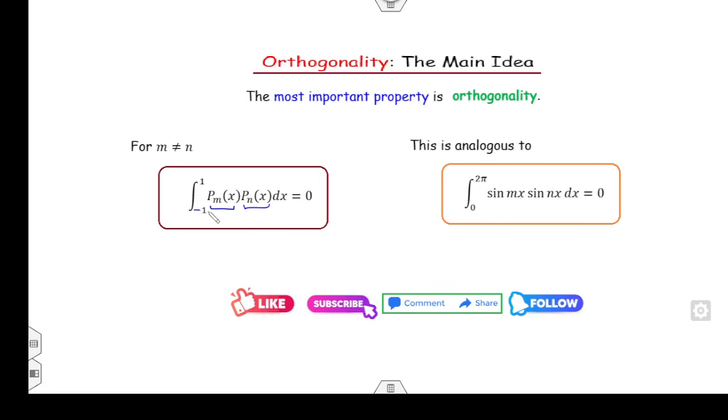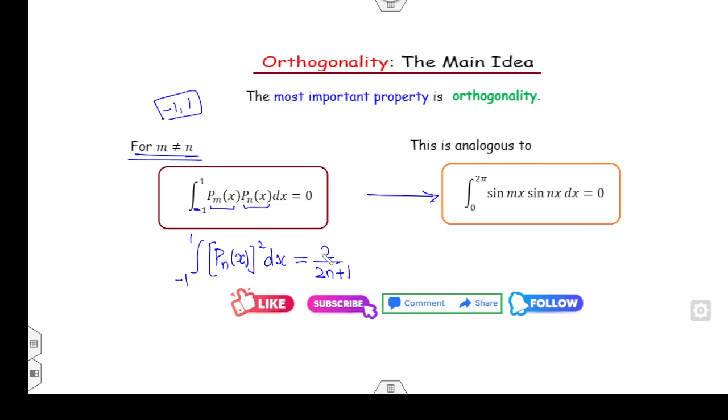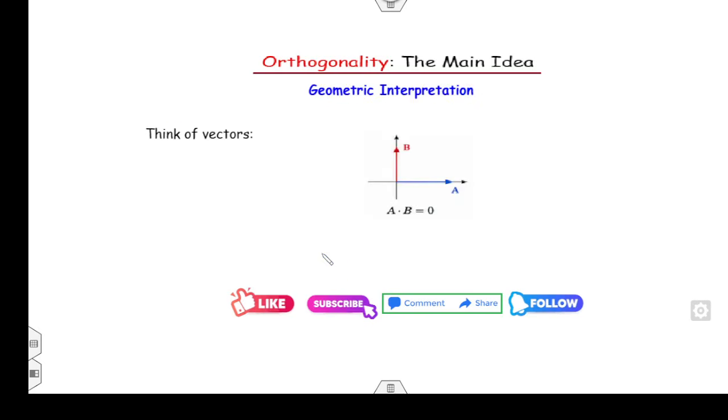On the interval -1 to 1. Why -1 to 1? Because at -1 and +1 there is a singular point. Whenever you consider the interval -1 to 1, if m is not equal to n, the integral will be 0, which is similar to the periodic case. On the other hand, whenever m is equal to n, it is defined as the integral of Pn(x) whole square dx, which equals 2 over 2n plus 1. और इसका भी प्रूफ मैं इसके कोरस्पॉन्डिंग लेक्चर में आपको डिफाइन करूंगा.